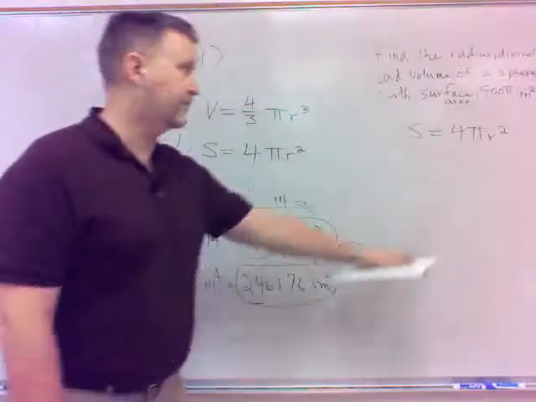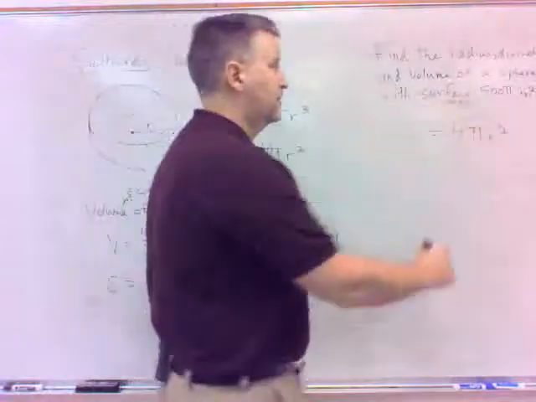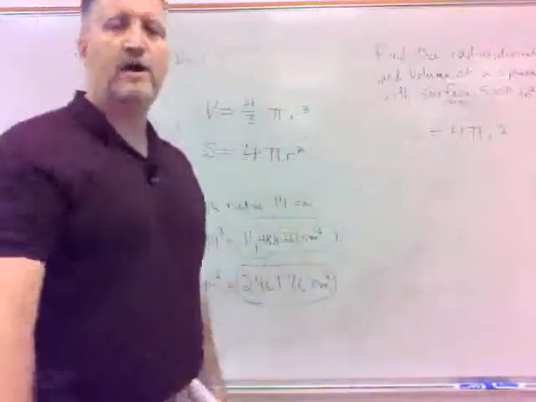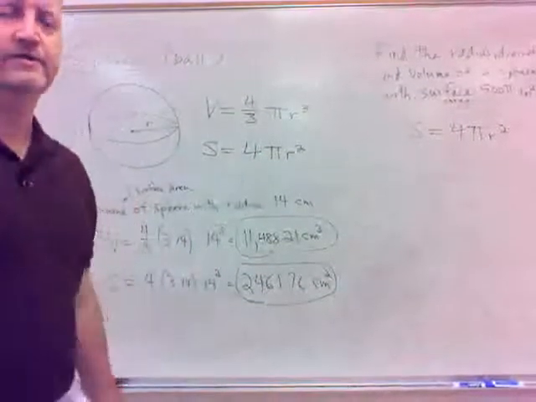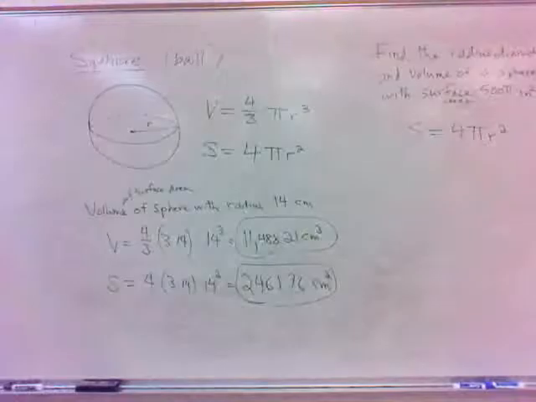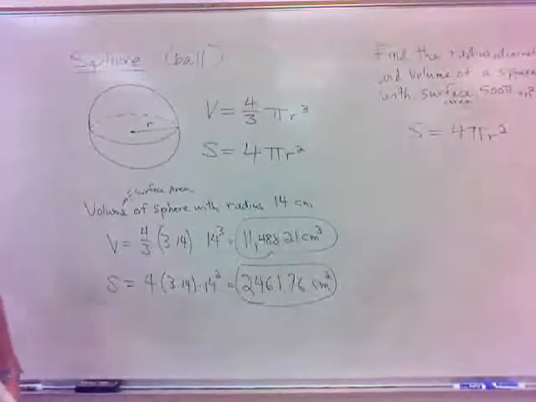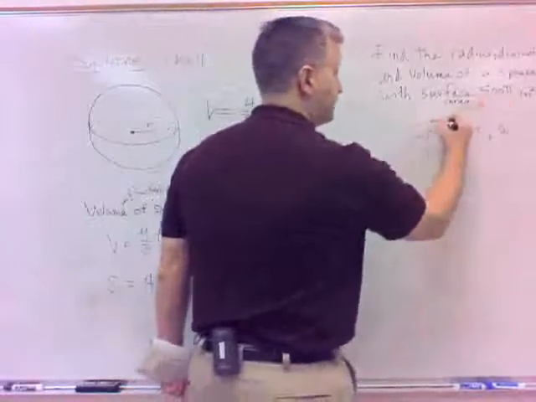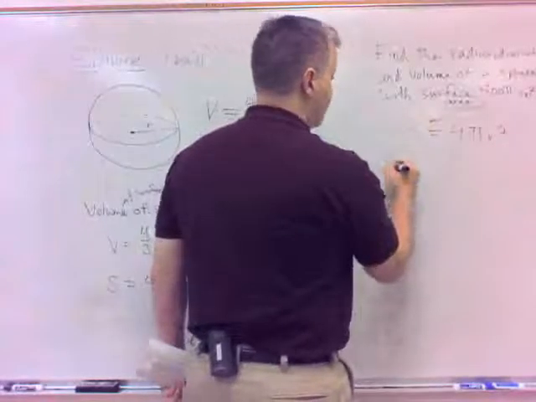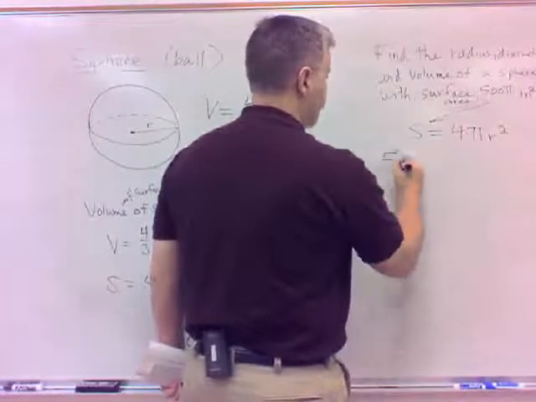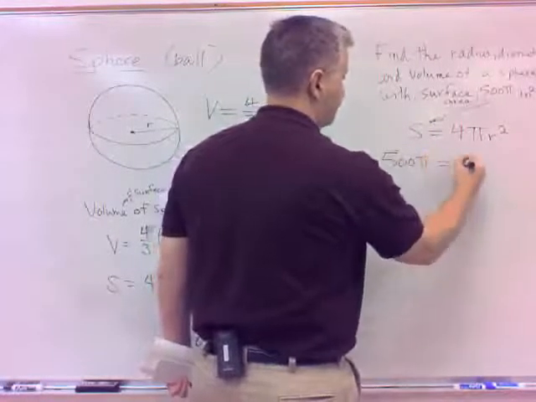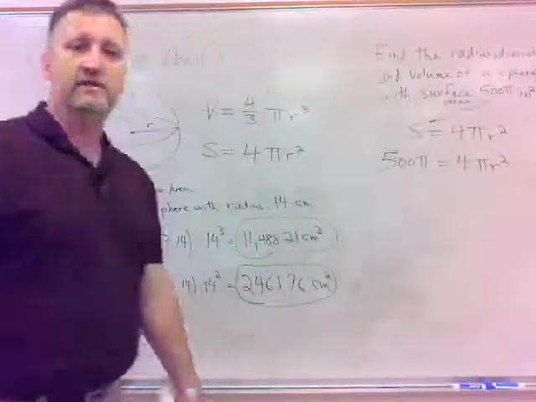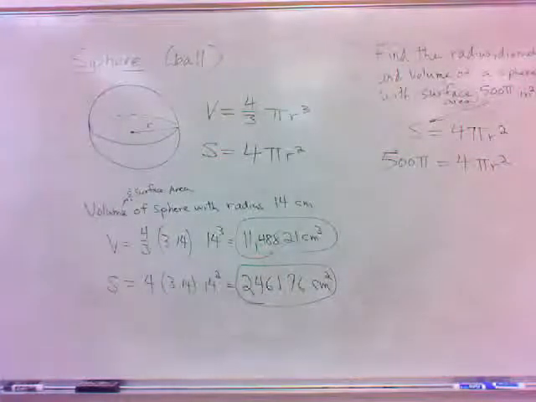Now, like we said, we don't know r. However, we do know the surface area is 500 pi. So in this formula, whereabouts would the 500 pi go? Since it's the surface area, it goes in for S, doesn't it? So S, I'm going to replace by 500 pi. So I get 500 pi equals 4 pi r squared.